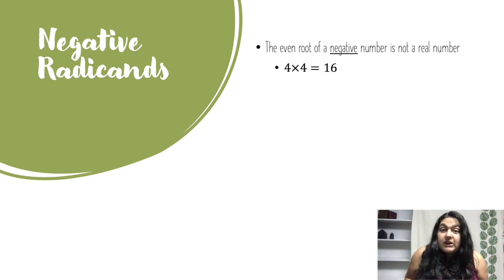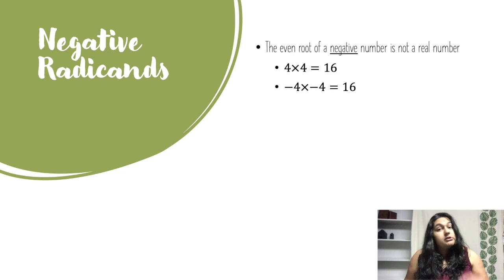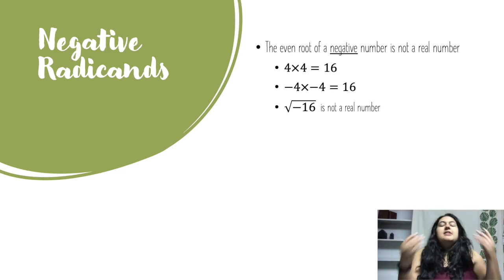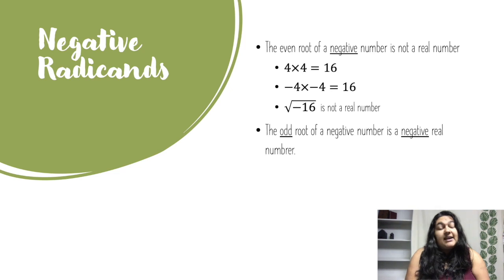Let's see why. 4 times 4 is 16. Those are 2 equal numbers that equal 16. Negative 4 times negative 4, those are 2 equal numbers, also equal 16. Well, what equals negative 16? A positive 4 and a negative 4. But those aren't 2 equal factors. That is why the square root of negative 16 is not a real number.